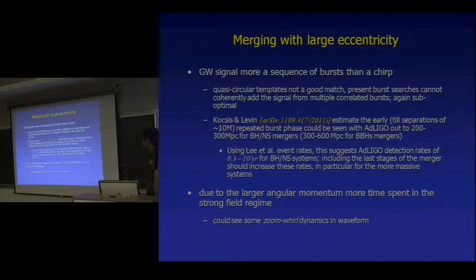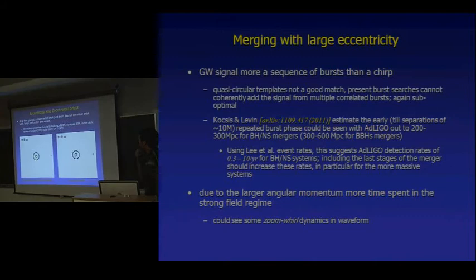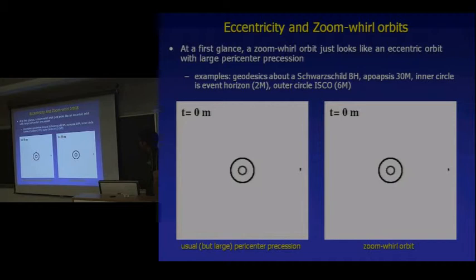So, there are several things that are interesting about merging with eccentricity, which I'll go over now. One of them, in terms of the orbital dynamics, is that you could see some kind of zoom-whirl behavior in orbit. To remind you what zoom-whirl orbits are, at first glance you might think it's just the extreme limit of a very eccentric orbit.